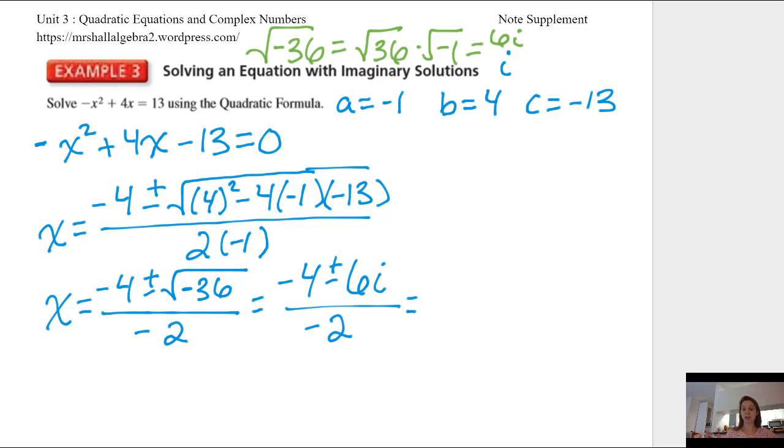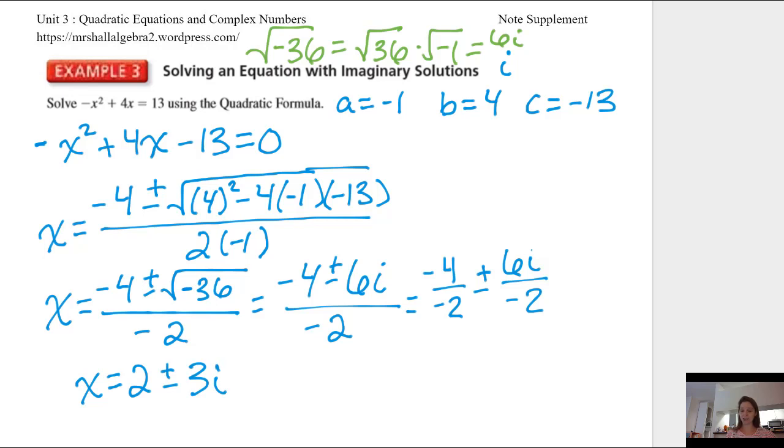The negative 2 in the denominator means I'm dividing both terms by negative 2. So I could think of it as negative 4 divided by negative 2 plus or minus 6i divided by negative 2. And now I can simplify, and I have x equals 2 plus or minus, dividing 6i by negative 2, I get negative 3i. But I can just keep it as plus or minus 3i. One time you're going to add, and one time you're going to subtract. And I can keep this as my solution here.